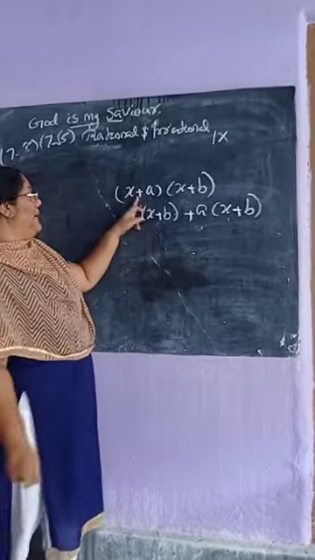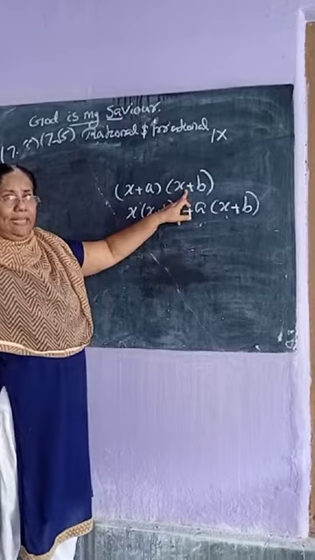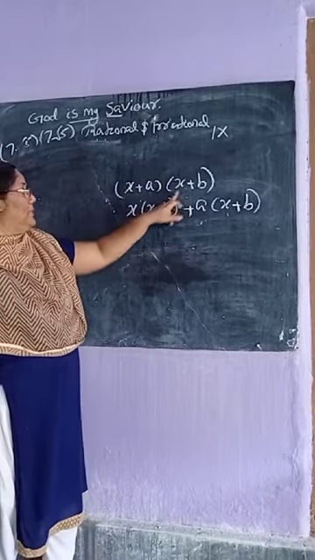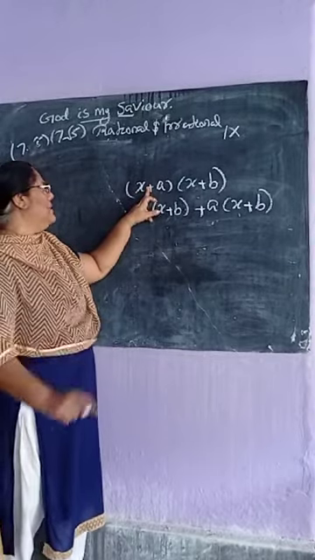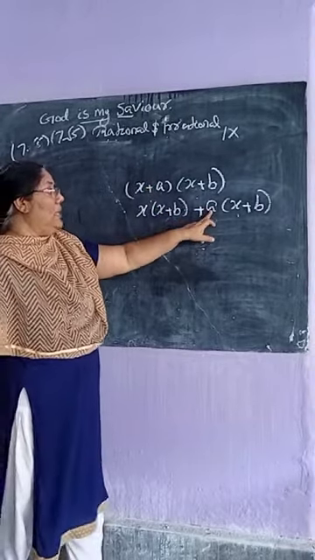How can you multiply x plus a into x plus b? Once again, look at the board. X into x plus b. Here the middle sign is plus, therefore we put plus. Otherwise, you put minus. Plus a into x plus b.